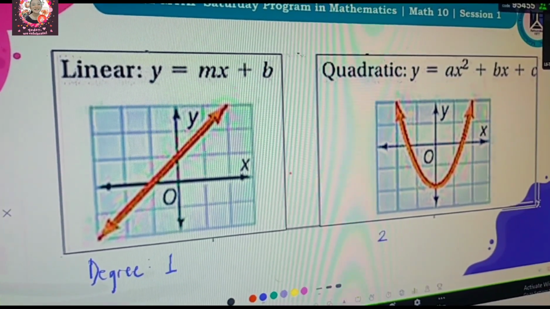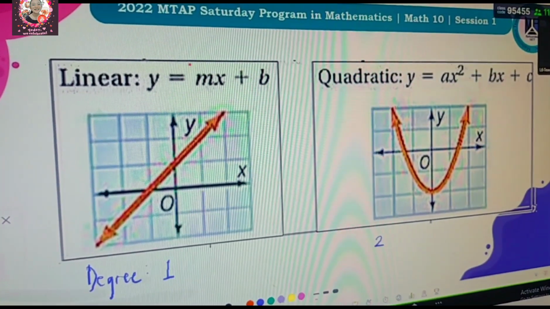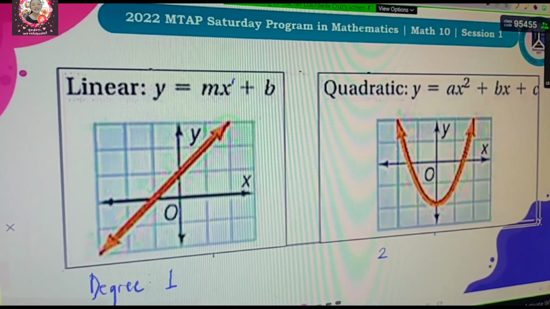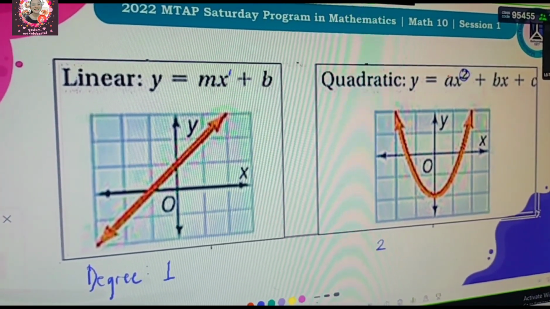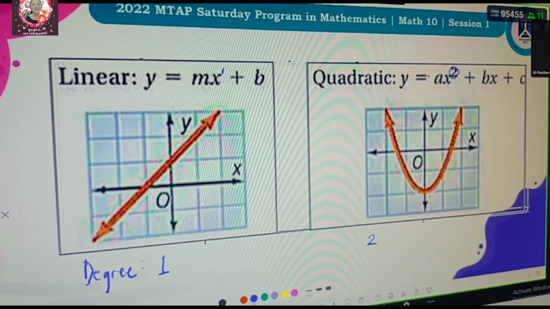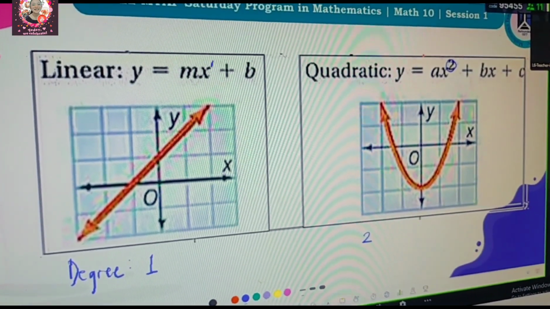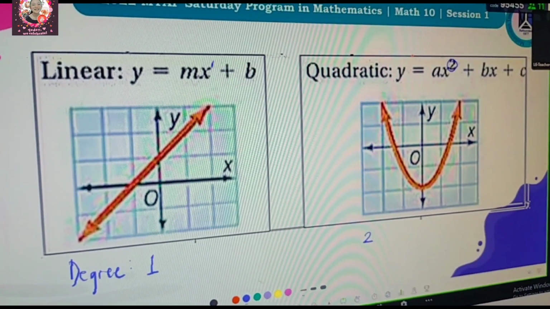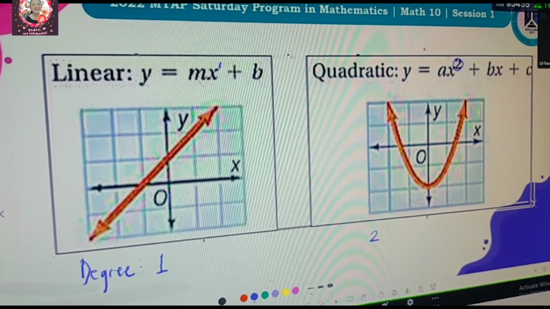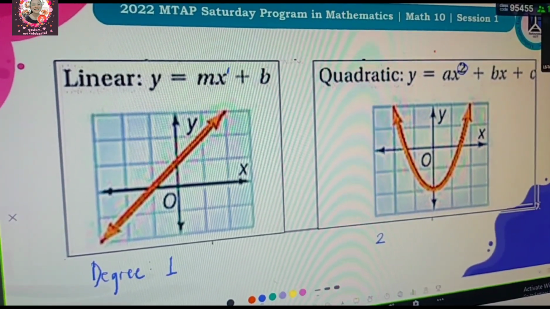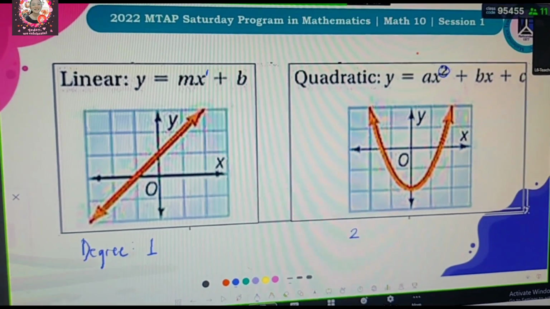So, yung degree natin nakikita doon sa highest exponent. So, ito kasi 1, so degree niya ay 1. Ito naman ang highest exponent ay 2, kaya naging degree niya ay 2. By definition, yun yung difference ni linear function tsaka ni quadratic function. So I'll say it again, yung linear function is a function whose degree is 1, and a quadratic function is a function whose degree is 2. Okay, yun yung major difference agad nila.